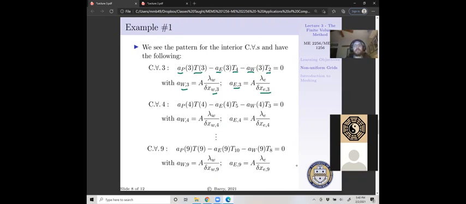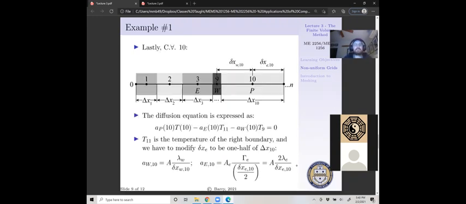And it's very formulaic. We can proceed all the way down through our interior control volumes. AP T4 minus A East T5 minus A West T3 allows us to populate our equation for our fourth control volume. We can find A West 4 as our area of the interface times the diffusivity at that interface per delta X West 4. And this gets incredibly formulaic. Now, the last thing we'd have to do is look at our 10th control volume. Now, our 10th control volume is going to be the largest because our grid sizing is increasing as we move along the length of our domain.